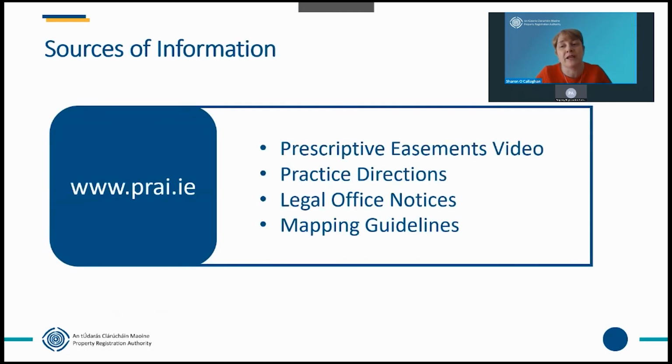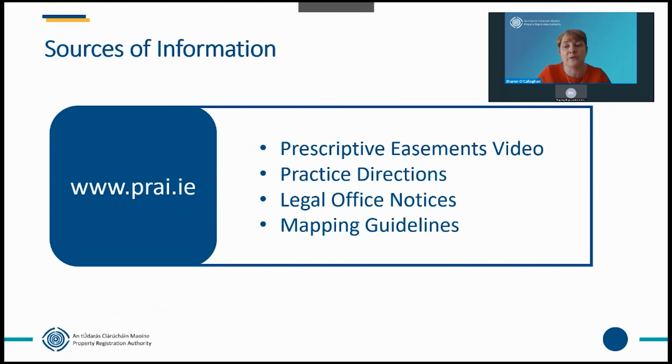For further information, I'd refer you to our practice directions, our legal office notices, and our mapping guidelines, which are all available on our website. And once again, if you're considering lodging a prescriptive easement application, I would encourage you to lodge sooner rather than later, particularly in light of our high rejection rate.